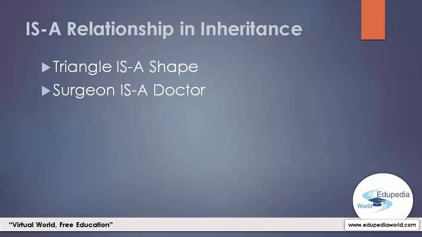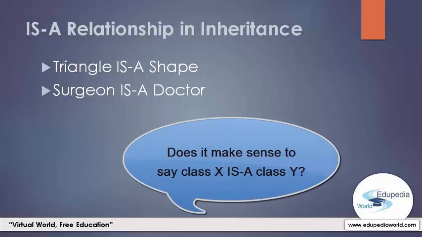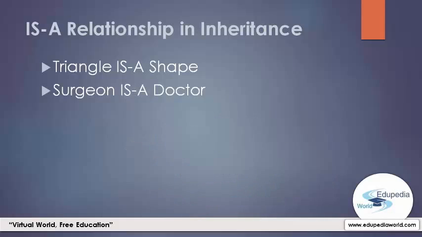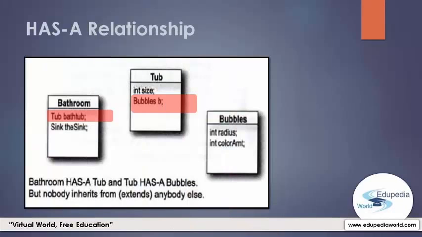To find out whether you have designed your class inheritance relationships correctly, ask, does it make sense to say class X is a class Y? If it doesn't, you know there is something wrong in the design. Now let's take the example of the bathroom class and the tub class. Is it correct to say tub extends bathroom, or tub is a bathroom? Definitely it is not correct. Now what if we reverse it to bathroom extends tub? That still doesn't work. Bathroom is a tub doesn't work. Tub and bathroom are related, but not through the inheritance relationship.